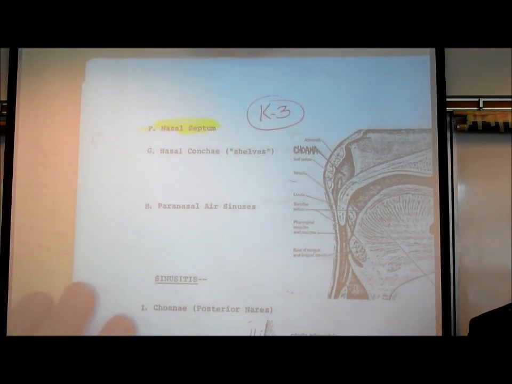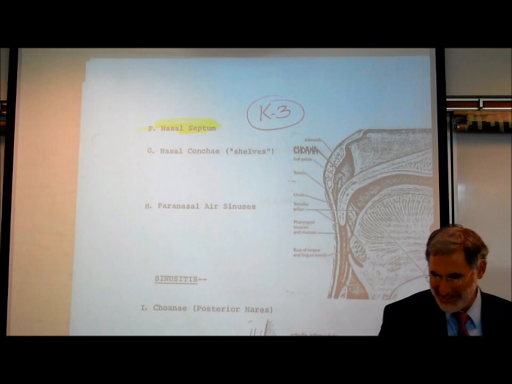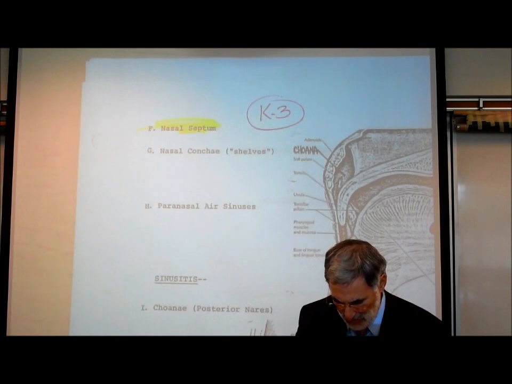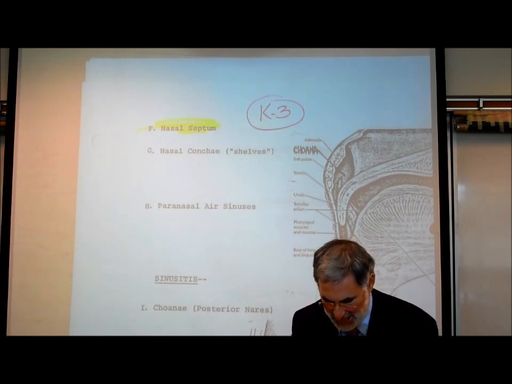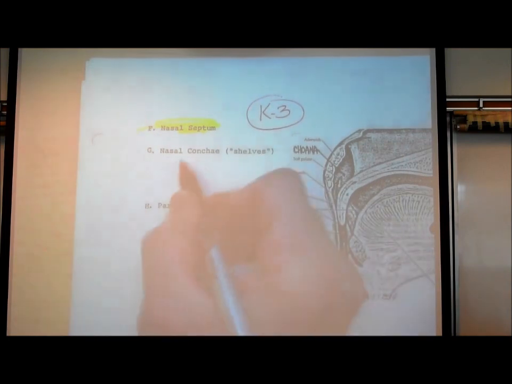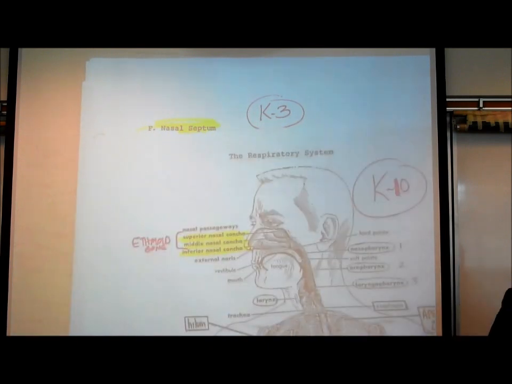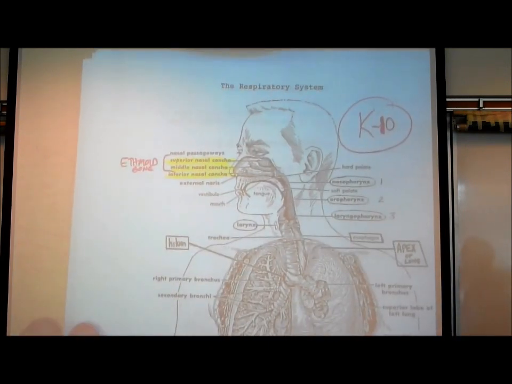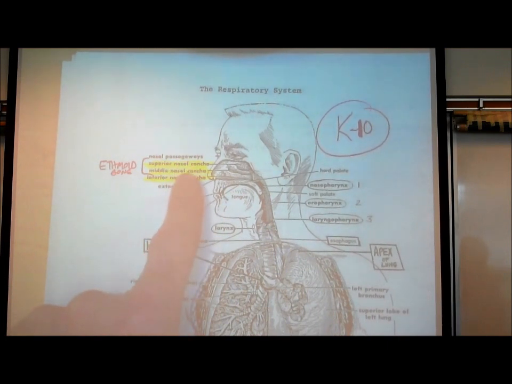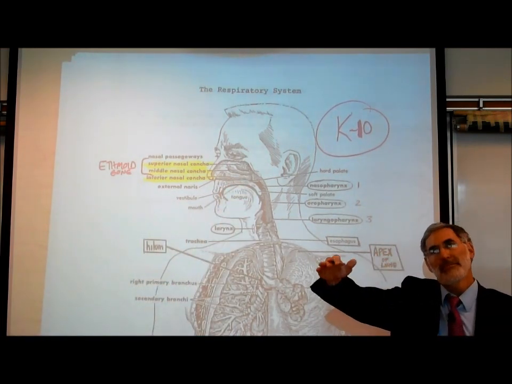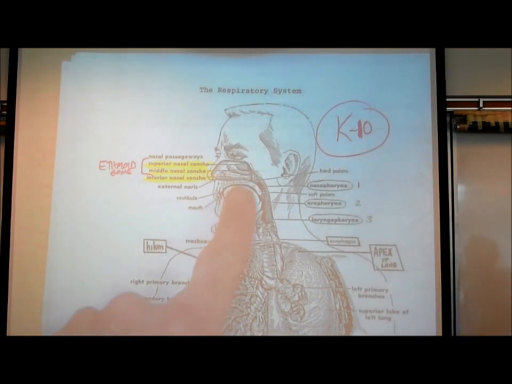The conchi. What the heck are the conchi? Remember the conchi? Those are those turbinates. You have a nice picture of that if you look, we'll make a note to see page K10. There are many pictures we've seen before, but on K10, this is page K10. Those are the superior, middle, and inferior nasal conchi, those ridges. The word conchi actually means shelf, but these are like shelves or ridges on the sides of the nose.